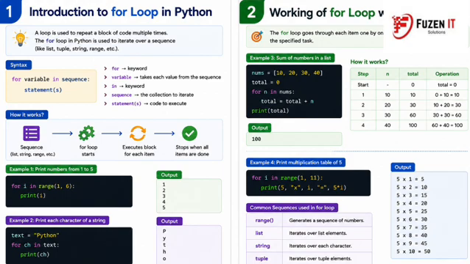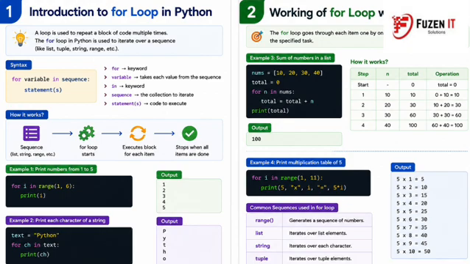The for loop in Python is used to go through a sequence one item at a time. A sequence can be a list, a string, a tuple, or a range of numbers. And the basic syntax for the for loop is: for variable in sequence, colon, and the statement which we are going to give in the for loop.